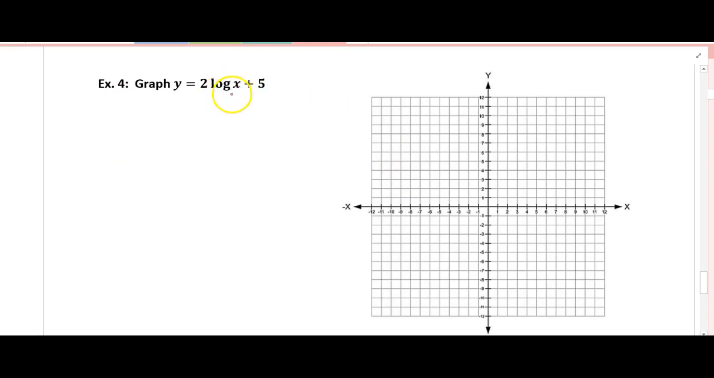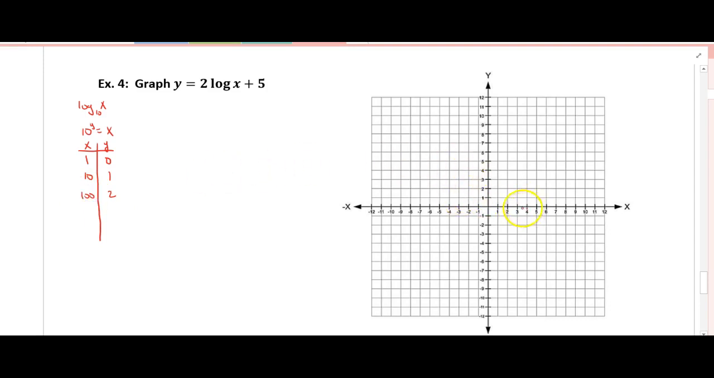First thing I'm going to do is graph the parent function, which is log base 10 of x. So 10 to the y equals x. When I look here, I'm going to let y equal 0, and then 1, and then 2. When y is 0, 10 to the 0 power is 1. When y is 1, 10 to the first power is 10. When y is 2, 10 to the second is 100.